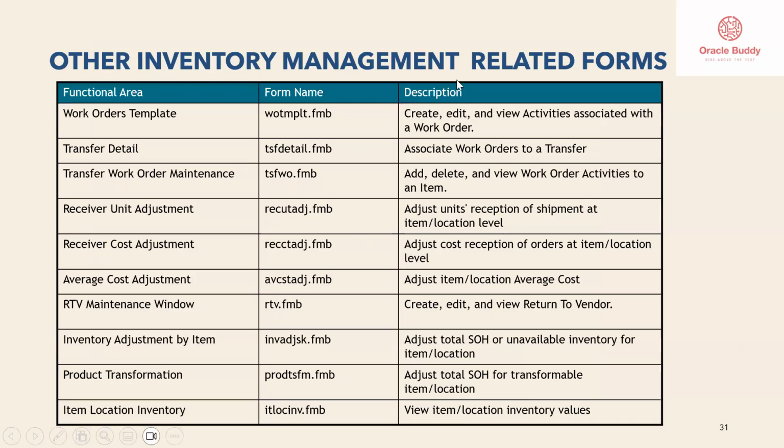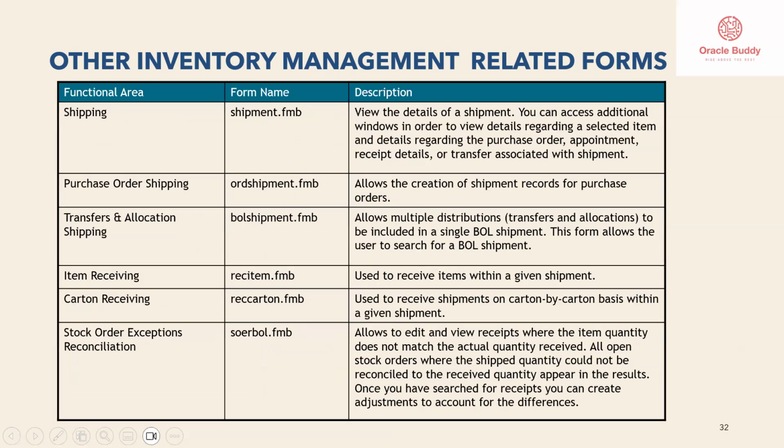So next are other inventory management related forms. These are all the different related forms. For RTV, it is rtv.fmb. For inventory adjustment by item, it is invadjsk.fmb. For receiver unit adjustment, this one is the FMB, and transfer detail. So these are all the transfer and inventory management related FMBs. Please go through this. A few more FMBs are there, so you can go through this detail on the screen.